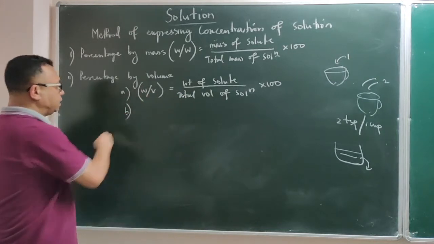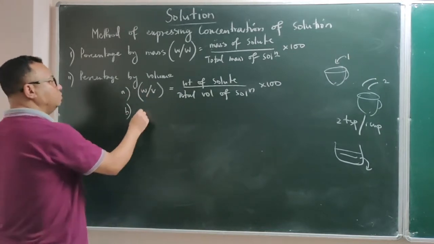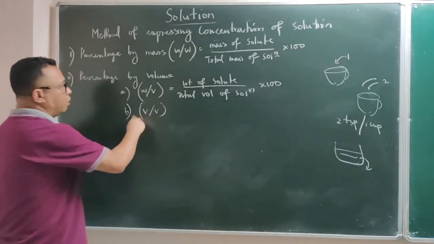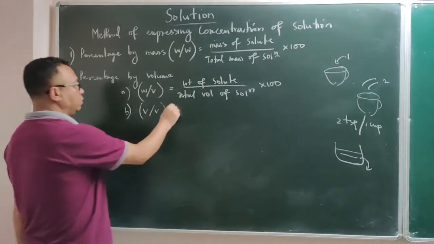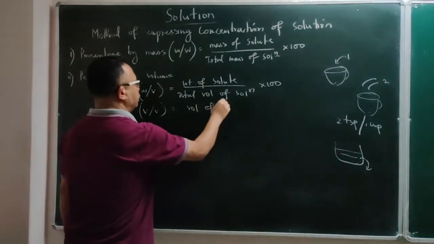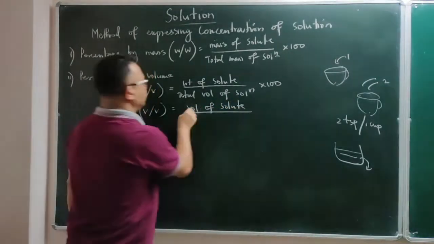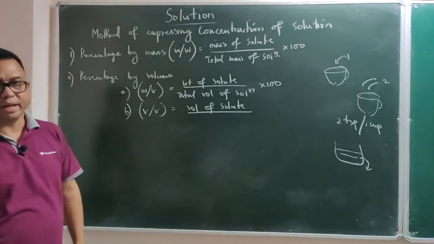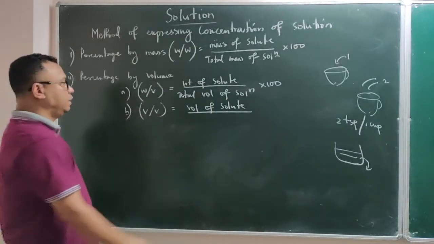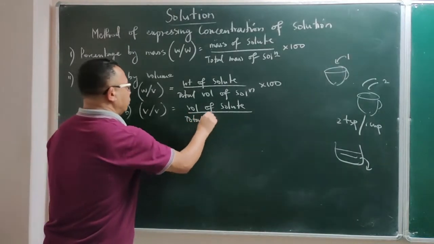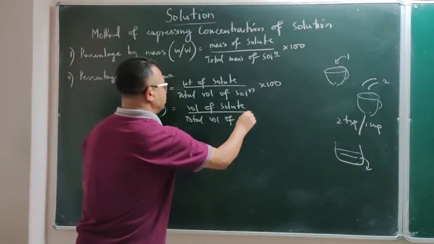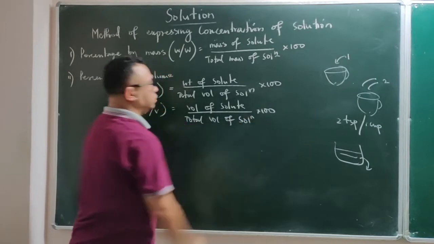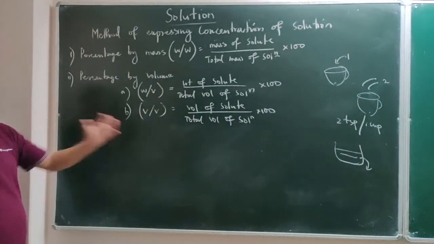Now the other percentage by volume is called V by V, meaning volume by volume. So here now you will see the difference. Volume of solute, usually this happens for all three, whether it is solid or liquid or gas, but more so for liquid and gases, by total volume of solution into 100. So this is another way in which you can express the concentration of a solution.